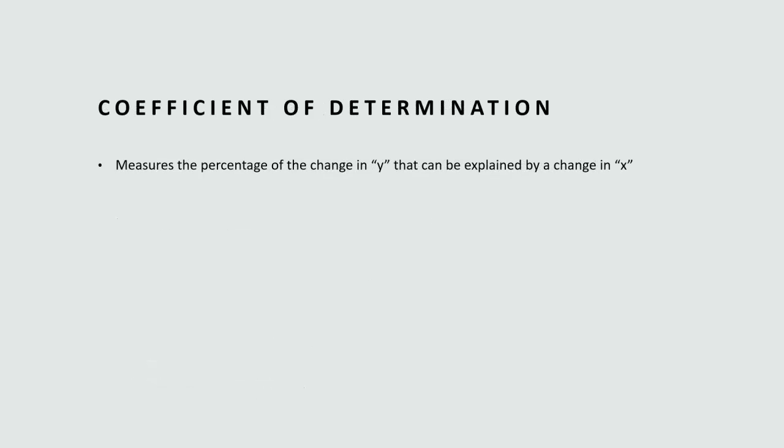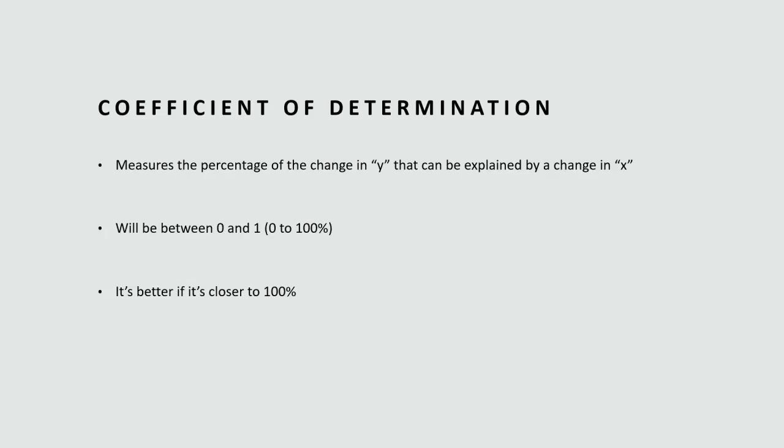Now, one of the most important pieces that go along with a regression is your coefficient of determination. This will tell you just how good of a fit your regression line is for your data set. The textbook definition is that the coefficient of determination measures the percent change in y that can be explained by a change in x. This value will be anywhere between 0 and 1, or 0 and 100%. We want it to be as close to 100% as possible.